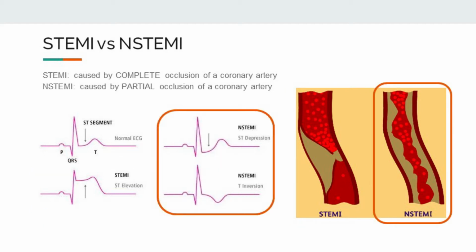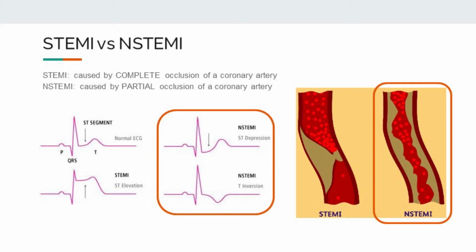When there's partial occlusion of a coronary artery, we tend to see ST depressions or T wave inversions, where the T wave is flipped upside down. Since the ST segment is not elevated, we call these an NSTEMI, non-ST elevated myocardial infarction. In an NSTEMI, the restriction of blood flow causes a mismatch between the demand and supply. This results in ischemia, and if left untreated, will progress to infarction where cardiac muscles will begin to die.